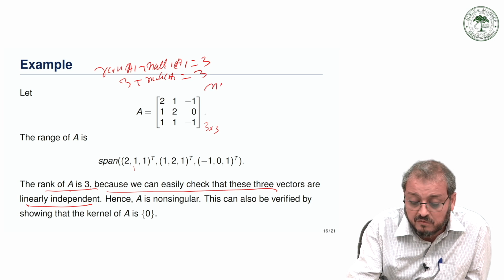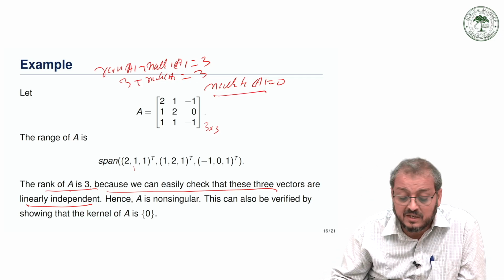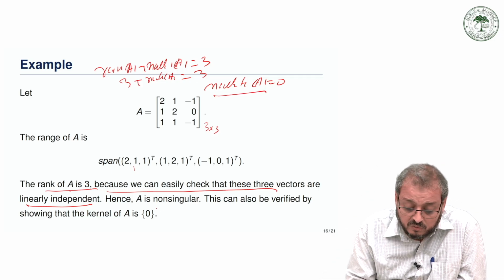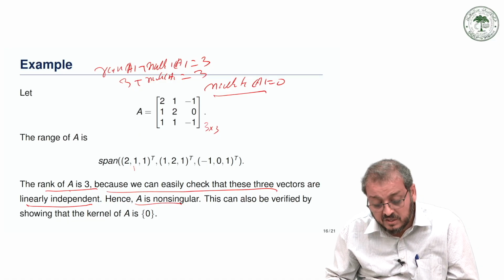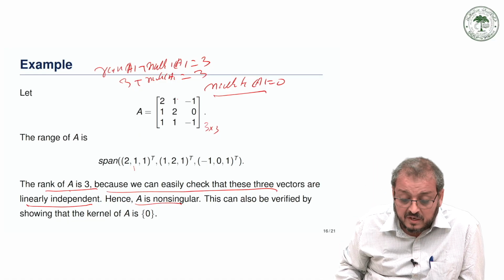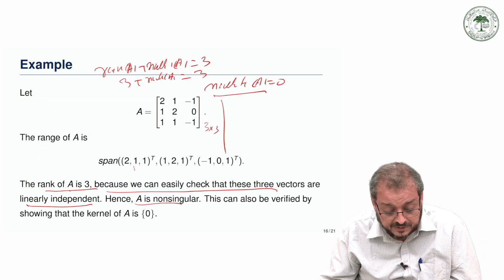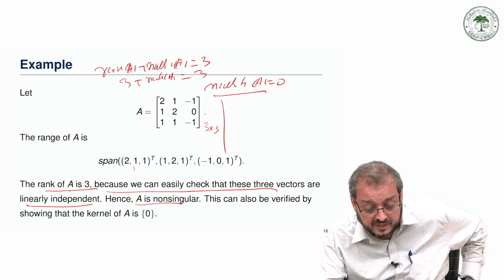This means nullity of A is equal to 0. So, if nullity of A is equal to 0, we can say that clearly T is 1-1 and onto, then A is 1-1 and non-singular. And now we can verify this: the kernel of this also should be 0. So we take AX.